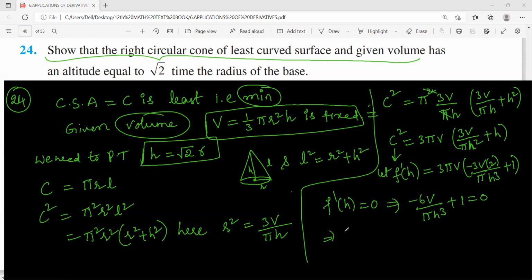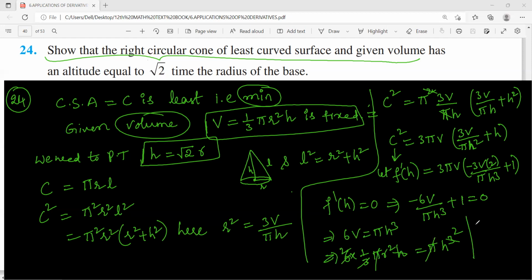So that will give you 6V equal to pi H cube. But V is what we know. V is 1 by 3 pi r square H. That implies 6V, so 6 into V, which is 1 by 3 pi r square H, equal to pi H cube. Like this we have to do. Here H cancels, pi cancels.